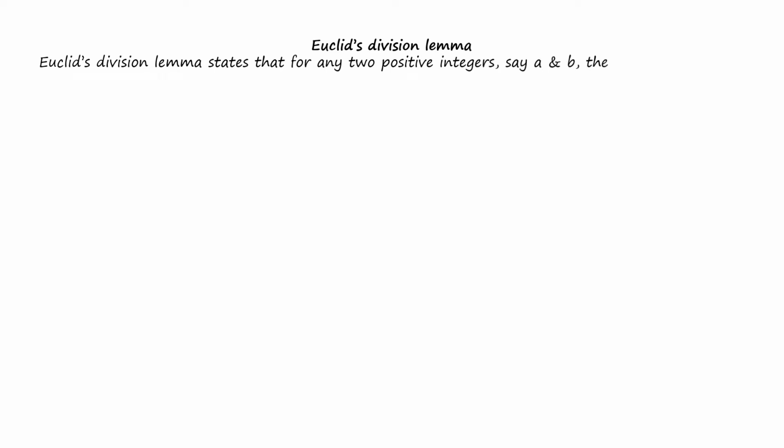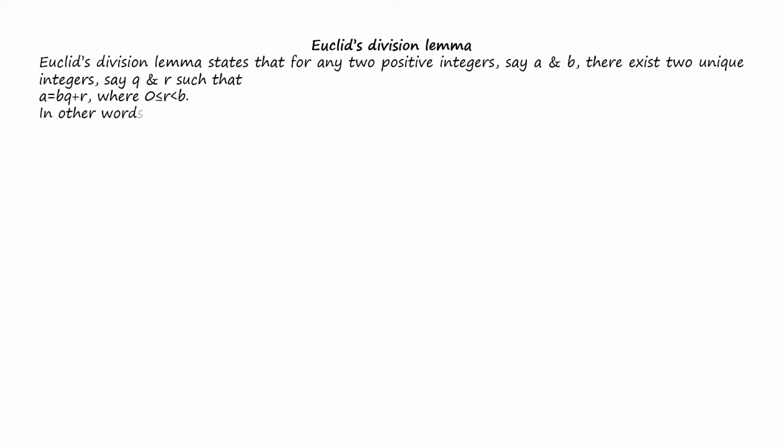Today we'll discuss Euclid's division lemma. Euclid's division lemma states that for any two positive integers, say a and b, there exist two unique integers, say q and r, such that a equals bq plus r, where 0 ≤ r < b. That means, in other words, we can write it as dividend equals divisor times quotient plus remainder.